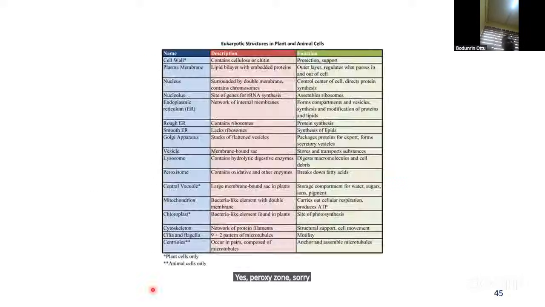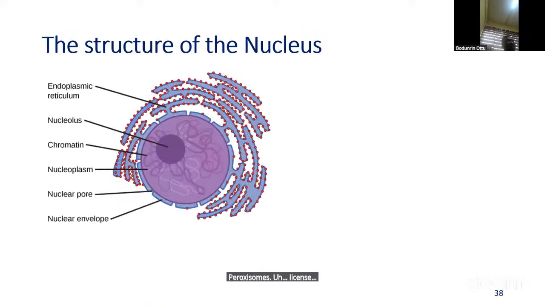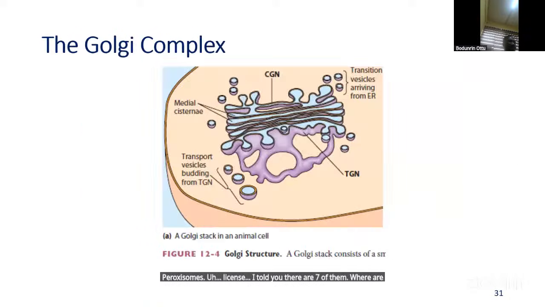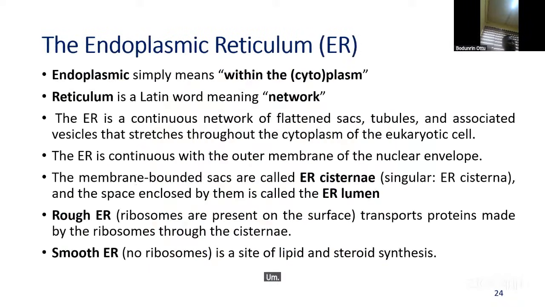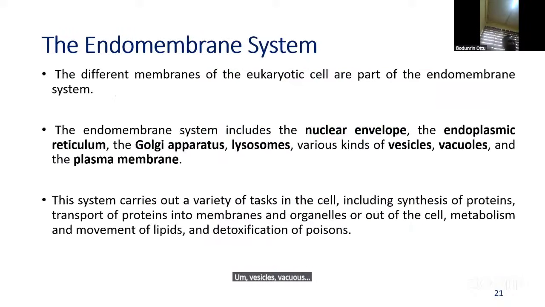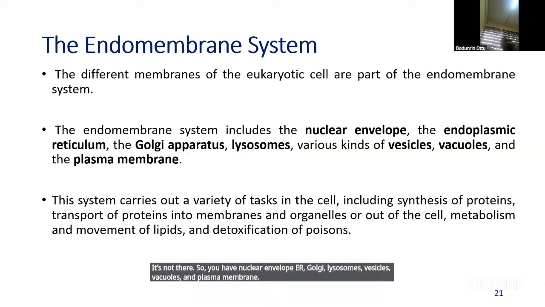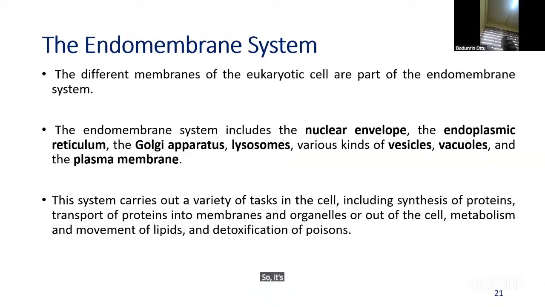Lysosome, I told you there are 7 of them. Where are they? Lysosome is there. Vesicles, vacuoles. No, peroxisome is not there. So you have the nuclear envelope, ER, Golgi, lysosome, vesicles, vacuoles, and plasma membrane. So it's not. All right.